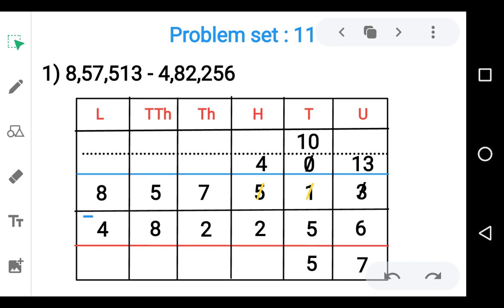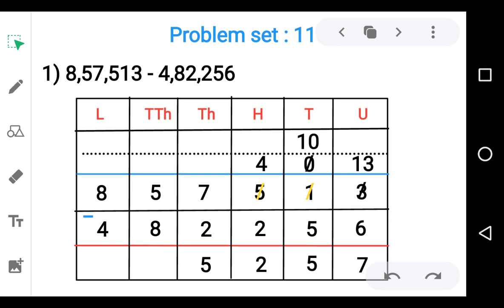Now we have to subtract 200 from 400. So, 4 minus 2, 2 in the 100 place. Now we have to subtract 2000 from 7000. 7 minus 2, 5 in the 1000 place.